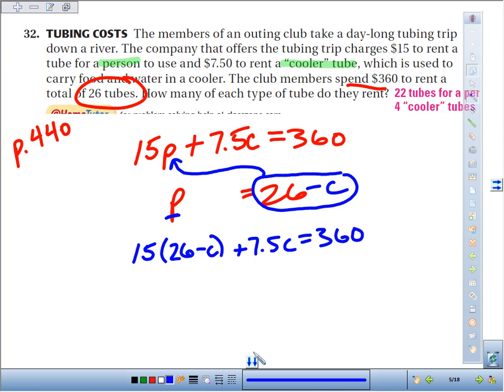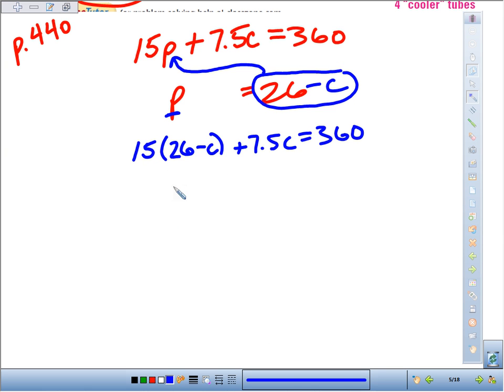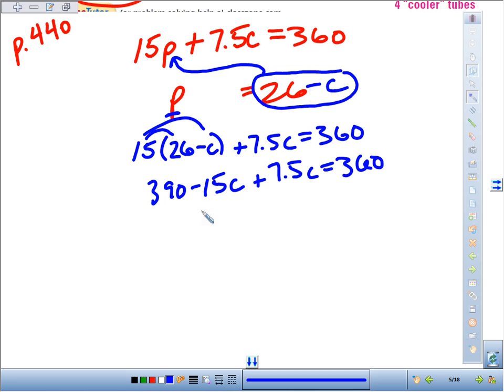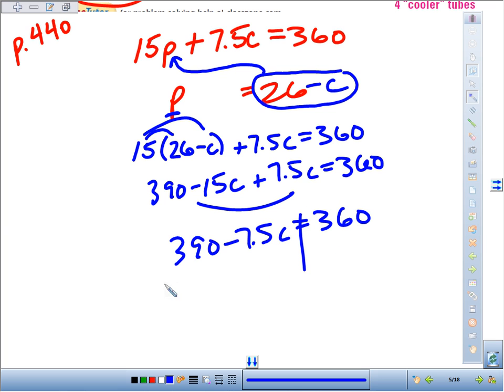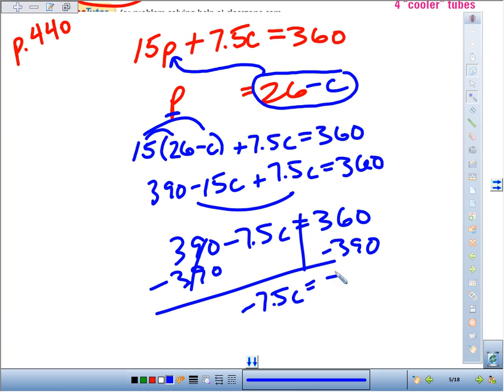From there, we just got some algebra. 15 times 26, that's going to be, what, 390, minus 15C, if we distribute to each piece, plus 7.5C equals 360. If I combine these two like terms, I've got 390. Negative 15 plus 7.5 is negative 7.5C equals 360. A little fence posting, that's minus 390 on both sides. Negative 7.5C equals negative 30.